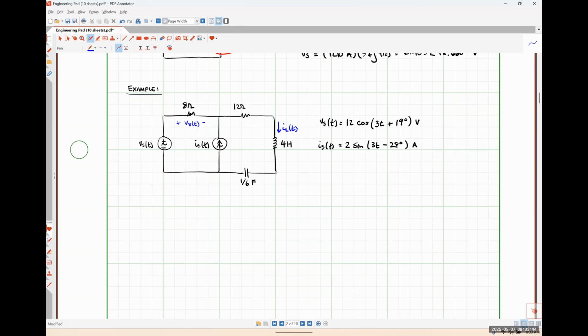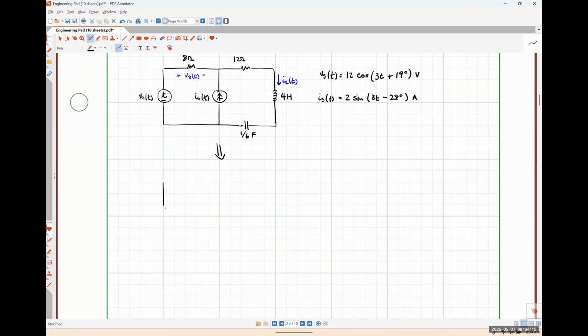So we are going to approach this problem, and any problem that we see like this, where we have sinusoidal signals in the time domain, our first step is always going to be to convert our circuit from the time domain into the frequency domain. So that simply means that we do exactly what we did in the last example. We replace all of our sinusoidal voltage sources and current sources with phasors. So what would the phasor representation of my voltage source be? 12 angle 19 degrees volts.